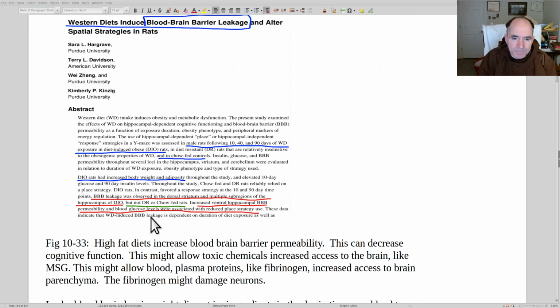Okay, so this is talking about, when they feed them a high-fat meal, this is a diabetic, increased ventral hippocampal blood-brain barrier permeability, it's your memory center, and blood glucose levels were also associated. So Western diets, meaning high-fat diets, induce blood-brain barrier leakage. Bad.